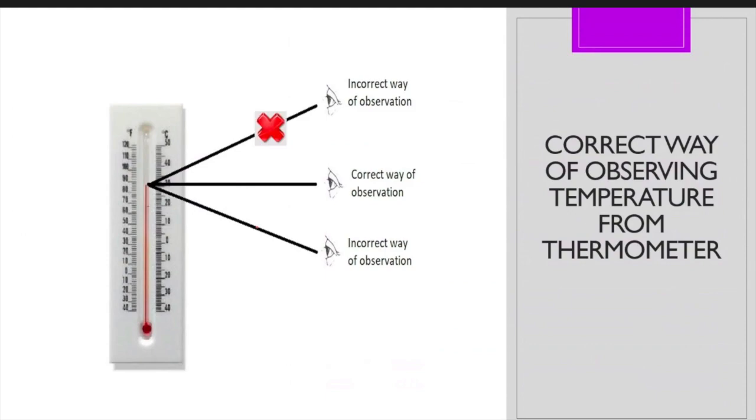So the first one is the incorrect way of observation. The third one is also an incorrect way. The one in the middle is the correct way of observation, because we'll get the exact temperature.